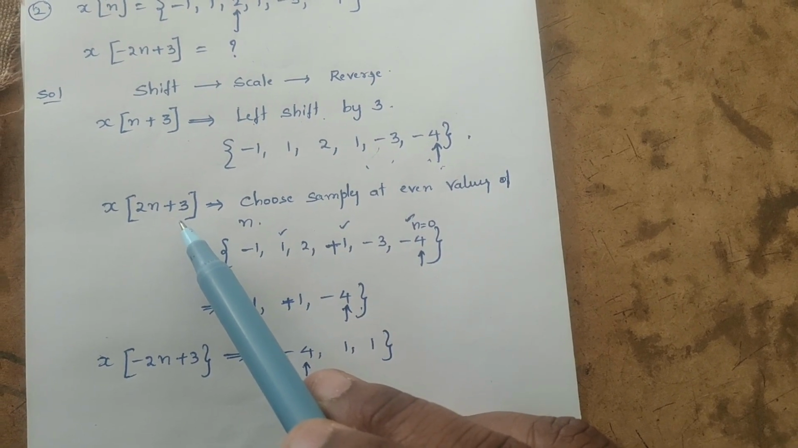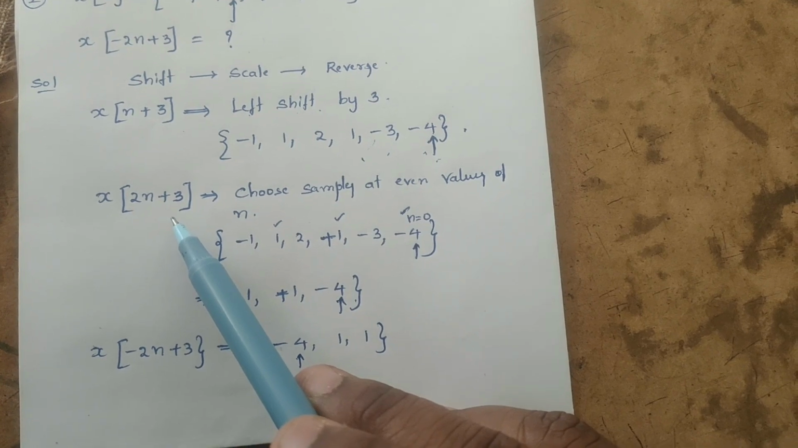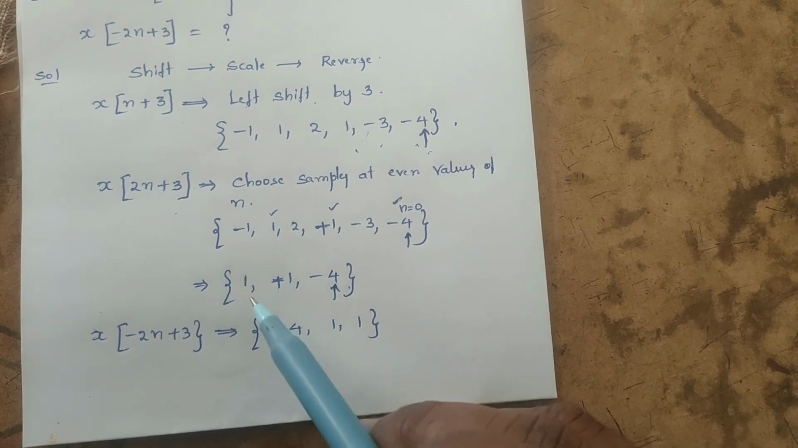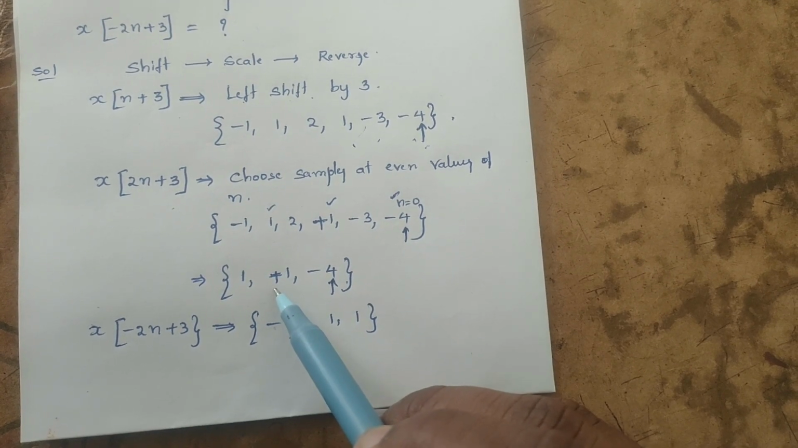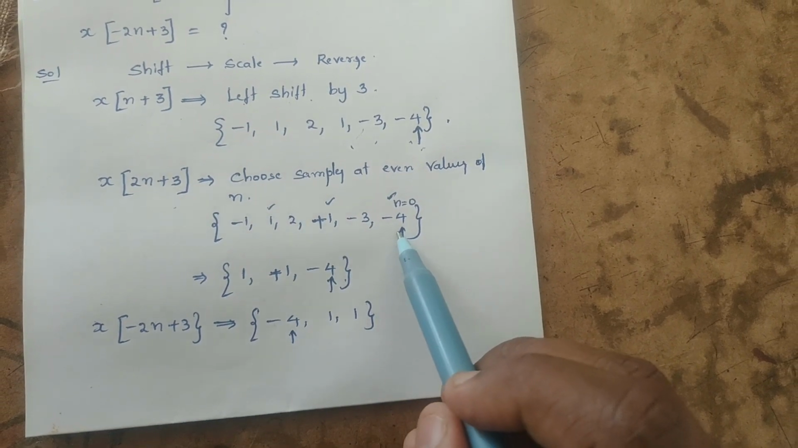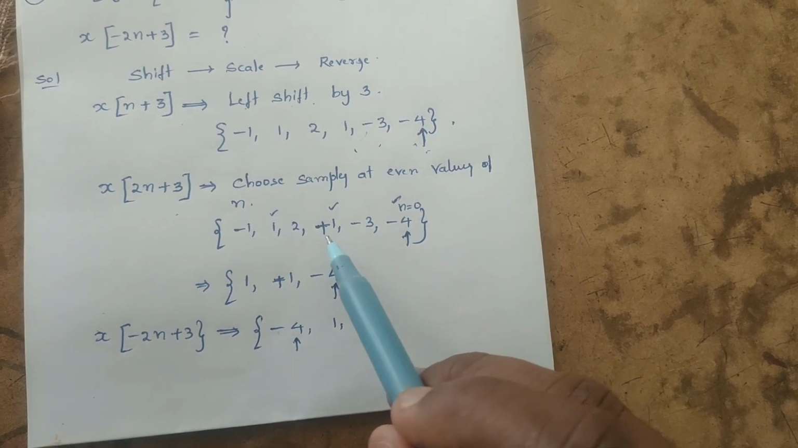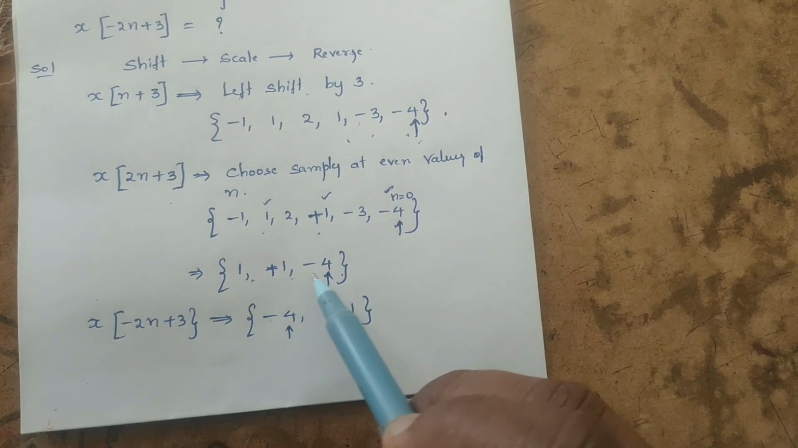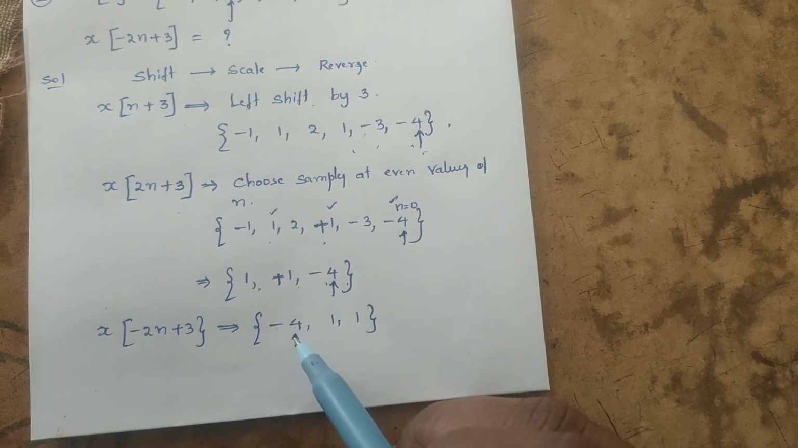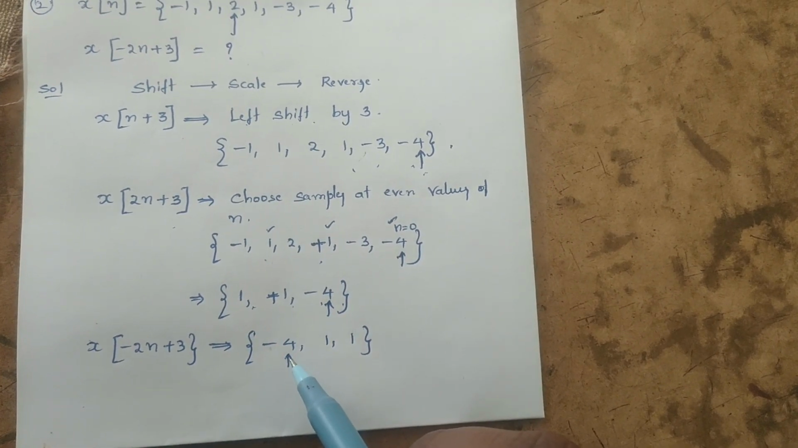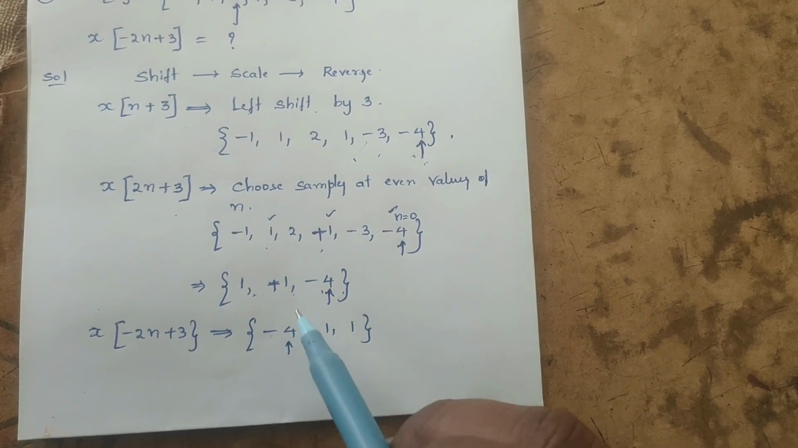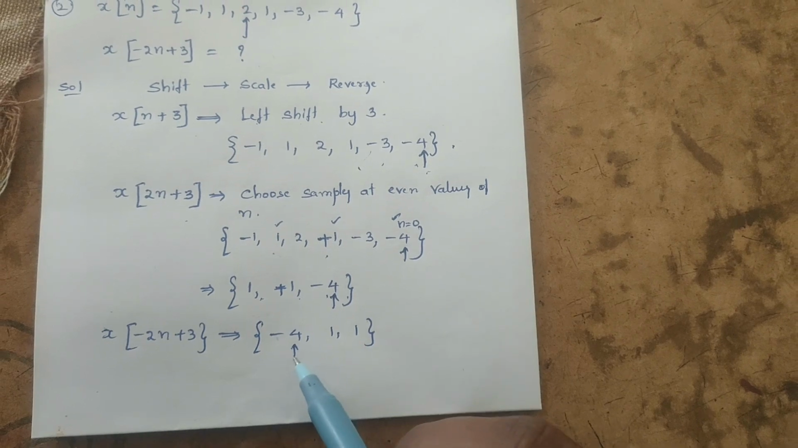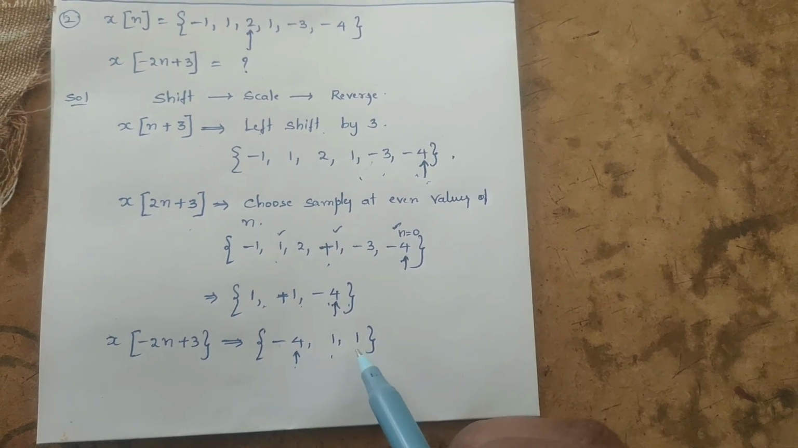2n means decimation. Decimation means there will be removal of some samples. So take only even values of n, that is n is equal to 0, n is equal to 2, n is equal to 4. They are 1, 1, minus 4, and then lastly reverse it. Take the mirror image of these samples. Minus 4, 1, 1, this is 0, this is plus 1, this is plus 2.